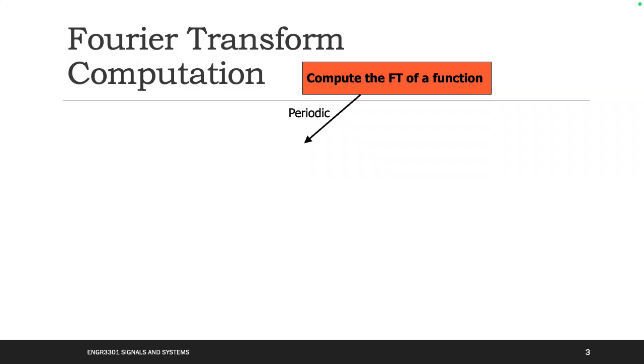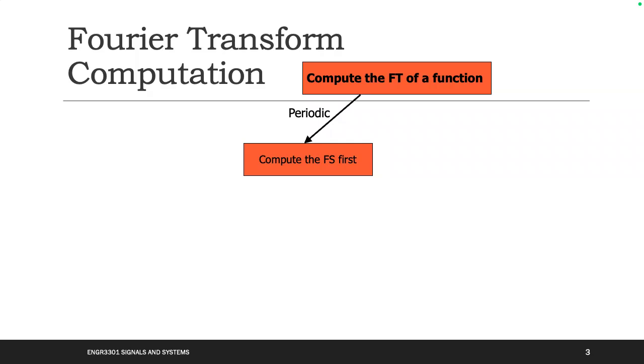For a periodic signal, what's the first step? If you want to compute the FT for a periodic function or signal, what will you do? What's the first step? Do you remember? 2 pi over T? Yes, the omega, the fundamental frequency. That's right, but the big idea is to compute the FS first.